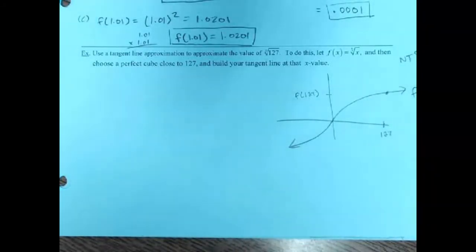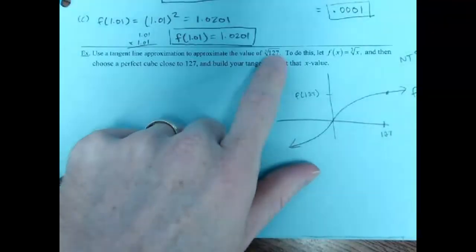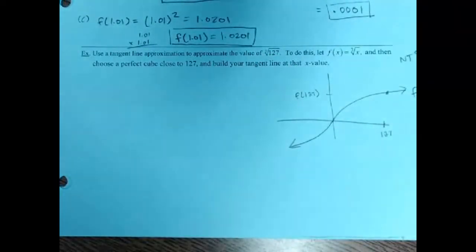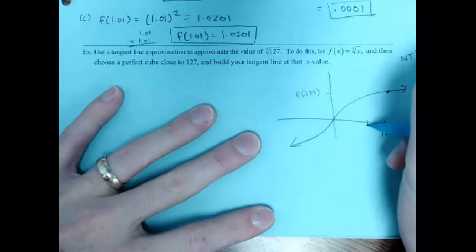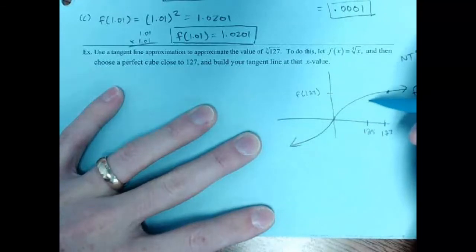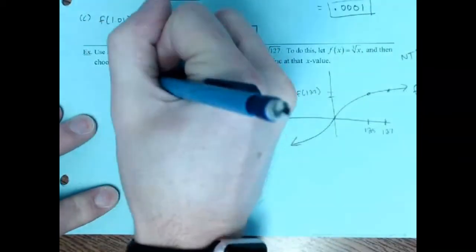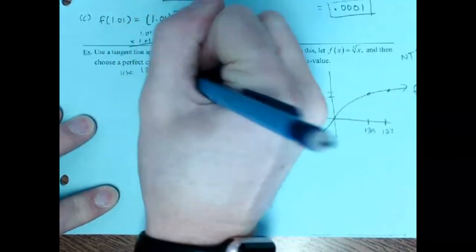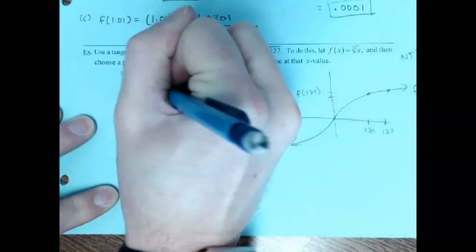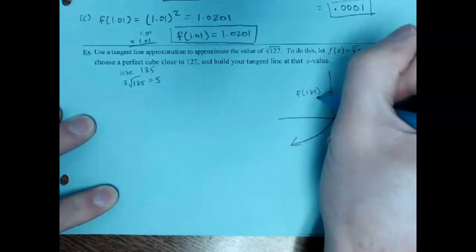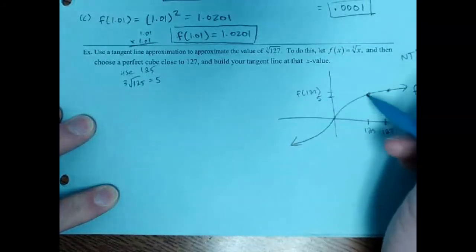But if I can somehow draw a tangent line, I can then use that very easy linear tangent line equation to get a good approximation for this cube root. All right, so let's think. A perfect cube close to 127. How about 125? Right, 125 is going to be pretty close. And I know 125 is nice because the cube root of 125 is 5. Right, so this y value for this point is going to be 5.